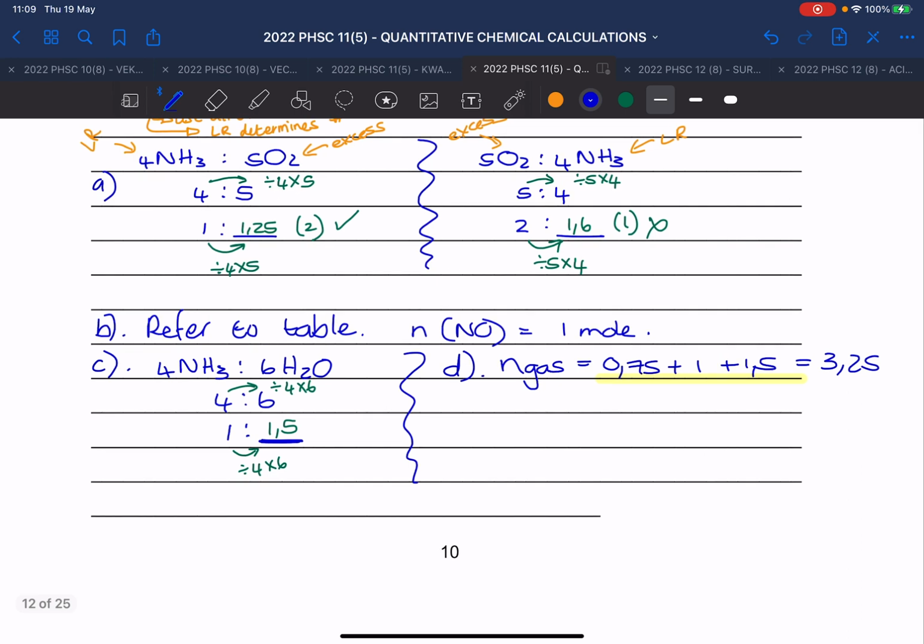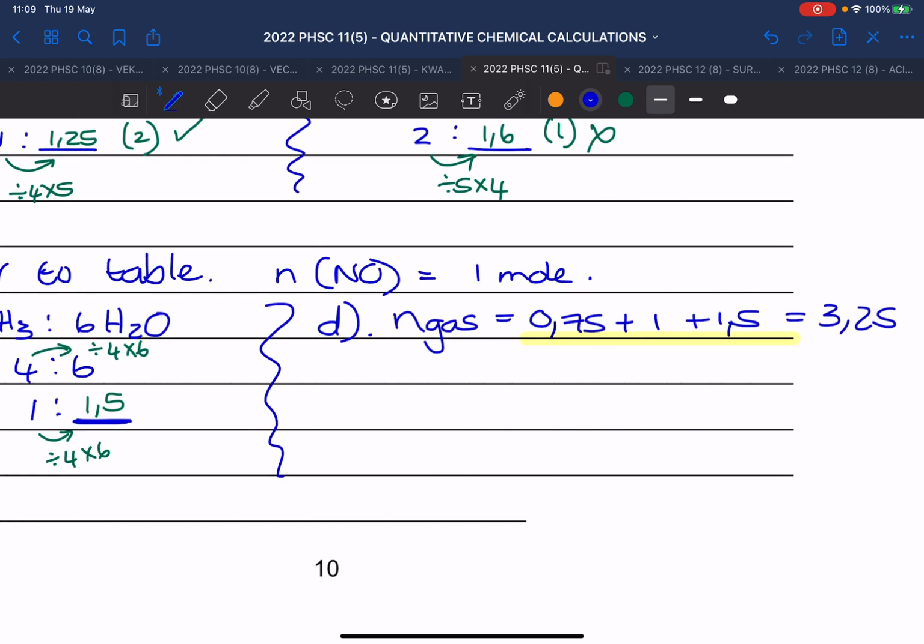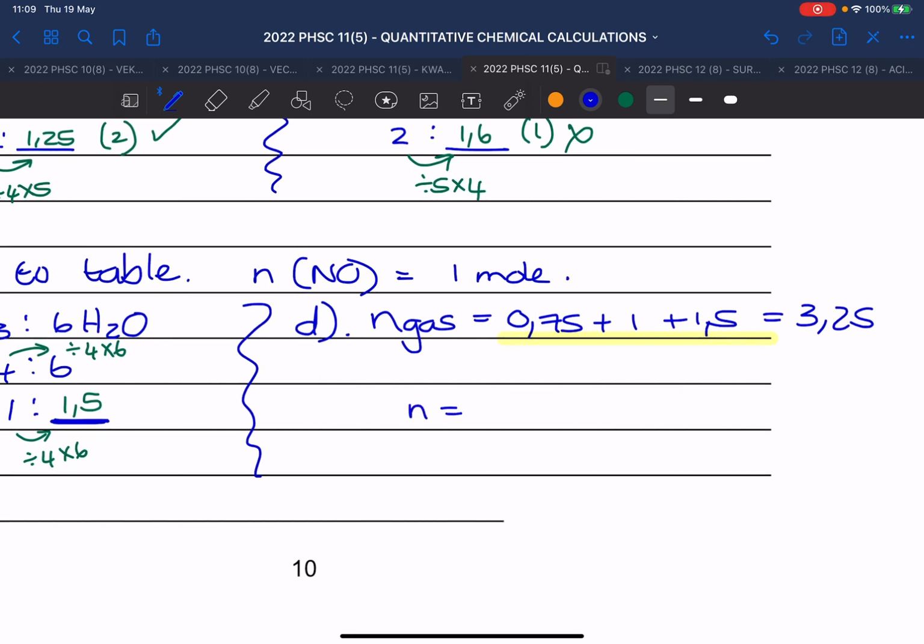Okay, but the question was not what is the mole left over. They asked for the volume. So we're going to use this formula of volume at STP. Where am I with my questions? Morsi, what does STP stand for? And pressure. And what is standard temperature?